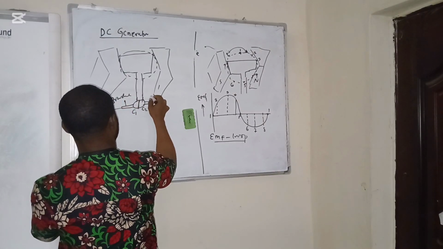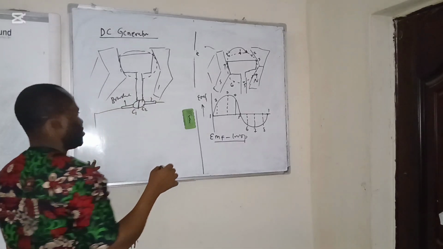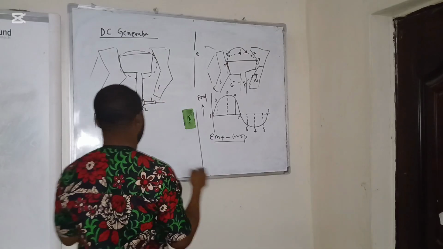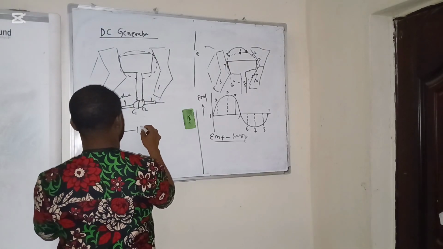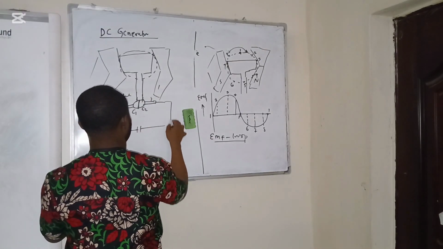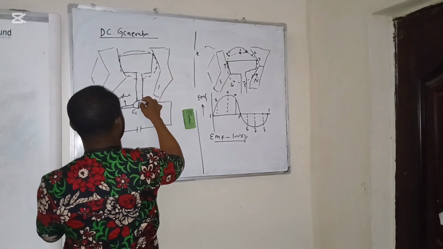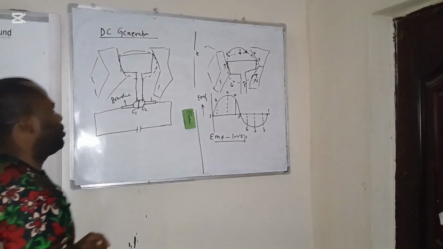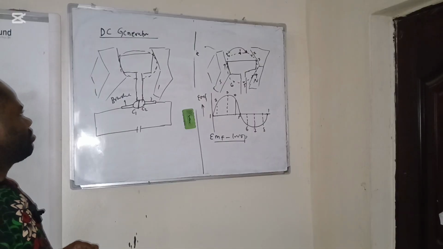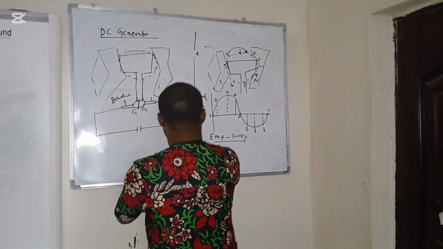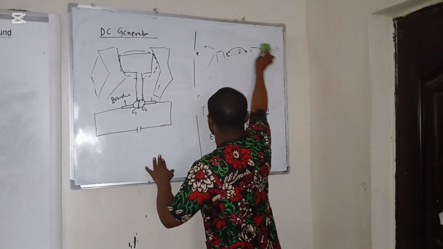Brushed. There are two, and they actually served as a link between the commutator and the load. So this is the load, and we have this. So this is a brief sketch of how the induced EMF is directed to the load.